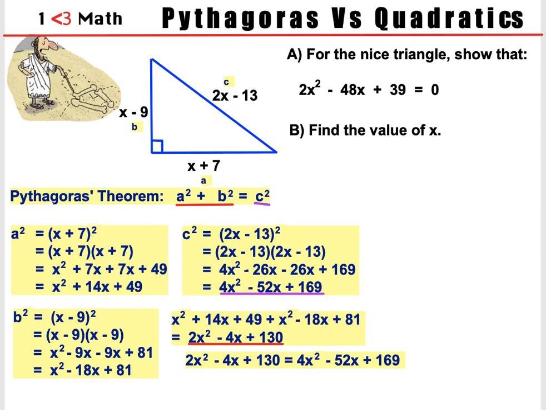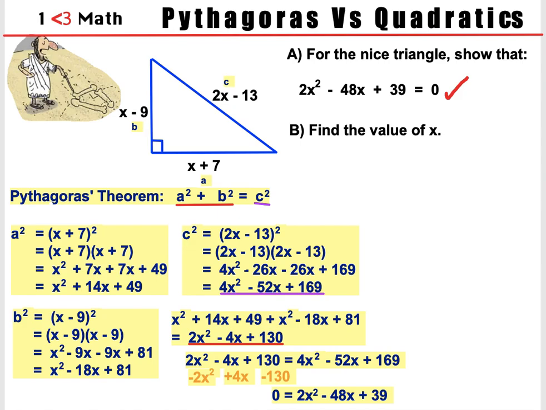So I'm going to clear up the smaller number of x squared in this instance. So I'm going to take away 2x squared from both sides. I'm going to add 4x to both sides to get rid of the minus 4x, and I'm going to subtract 130 to get rid of the plus 130. So if I do that to both sides, that's going to give me 0 on the left-hand side and 2x squared minus 48x plus 39 on the right-hand side. And that is what we needed to find out. That was our objective. We needed to get to that equation, and we have done it through the manipulation of algebra. So, well done if you got to that point.